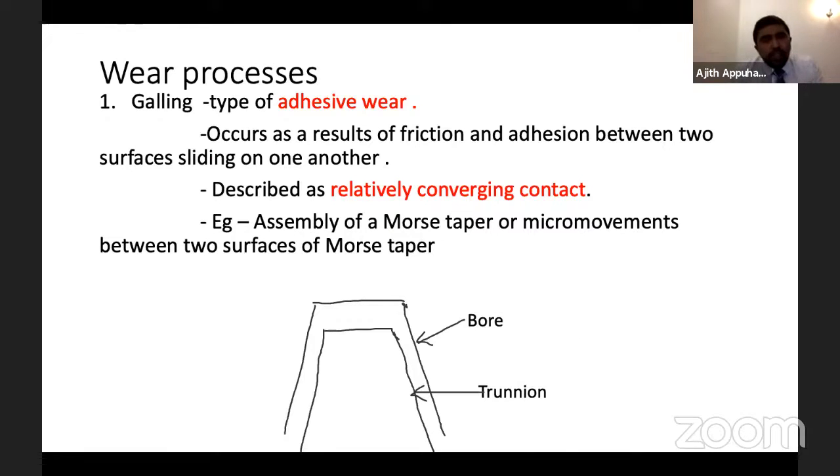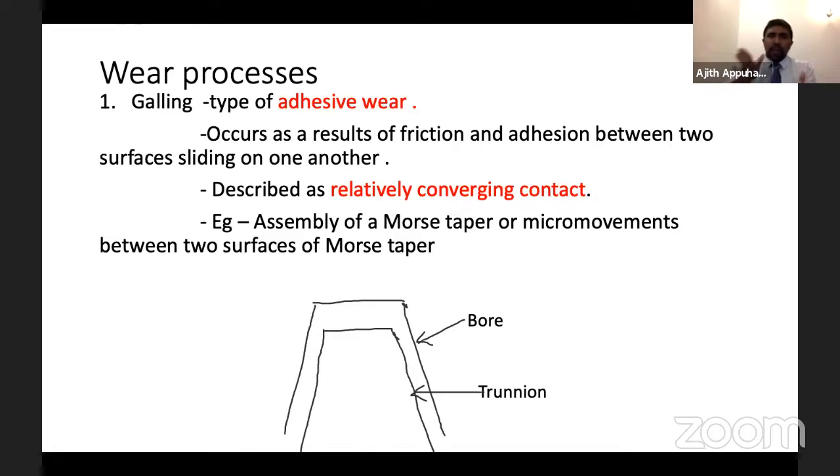Okay, now we'll shift to another area, that is wear processes. This area would be an MCQ in your MCQ paper rather than in the viva table. So there are two main processes we need to know. One is galling, the other is fretting. Galling is a type of adhesive wear.